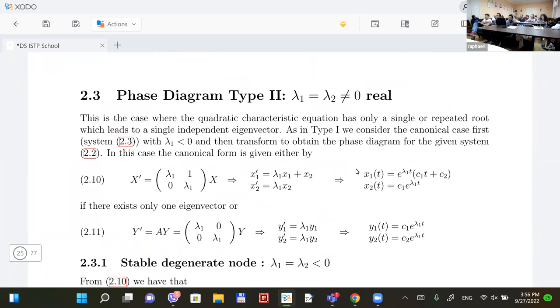So then we are going to the second part. When we have two real eigenvalues, but equal.